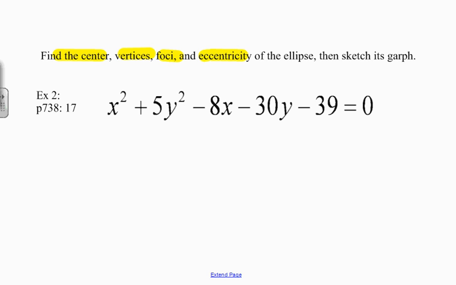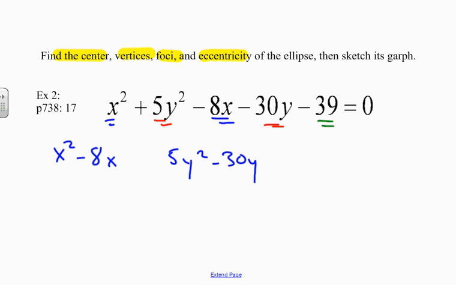So the first thing we want to do is group all together all the x values and then group together all the y values. So first off, we have x squared minus 8x, and then we're going to have 5y squared minus 30y, and then this little constant just sitting right there, we're going to kick him to the curb, bring him to the other side because we don't need him right now. I know he feels unwanted, but that's just the way it's going to be.